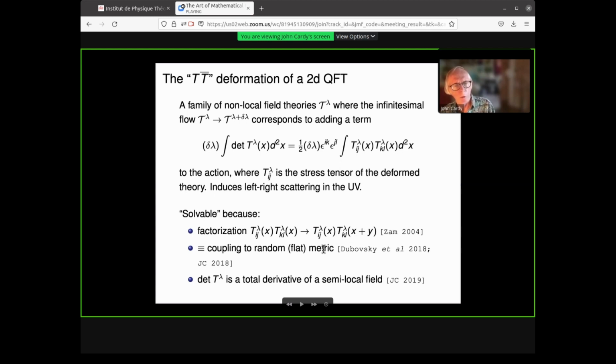It's been shown that it's equivalent to a coupling of the theory to a random flat metric, some kind of 2D gravity. I argued that when you use the conservation of the stress tensor to write the stress tensor as some kind of curl, then the determinant is in fact a total derivative, so the action is in some sense topological.